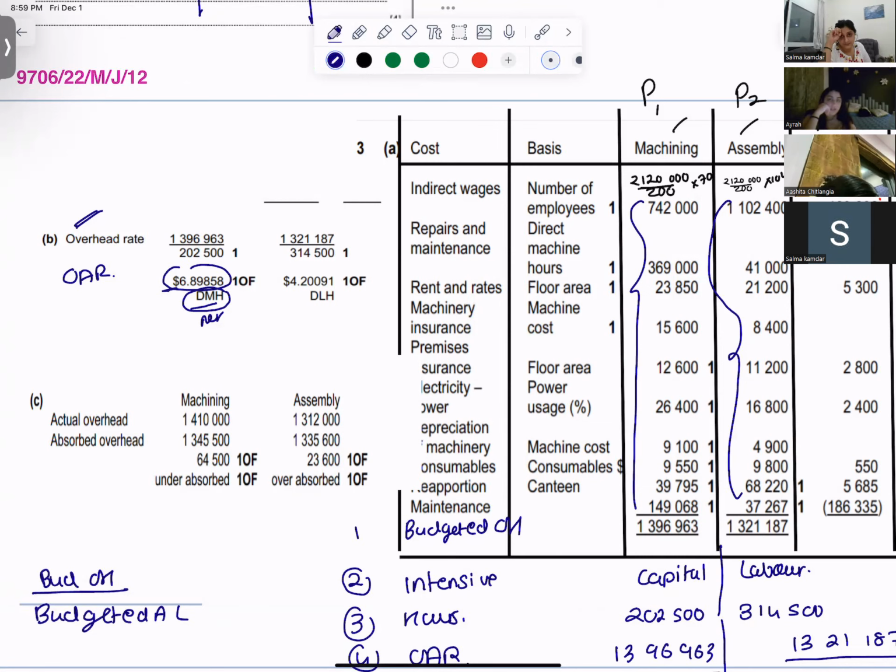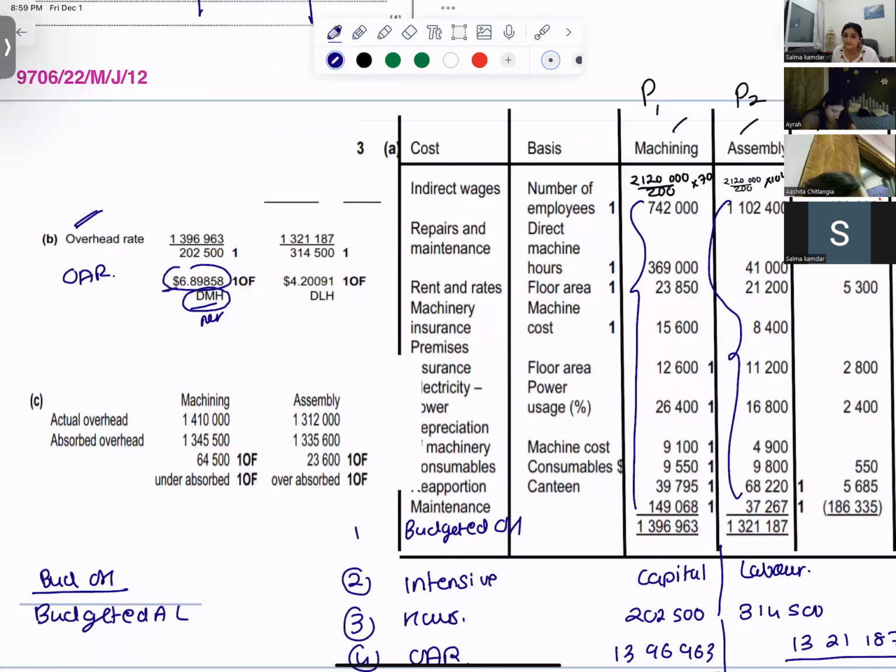You see whether it is labor intensive or capital intensive. How do you know? Compare it with machine hours: if machine hours are more, it's capital intensive; if labor hours are more, it's labor intensive. Then what will you find?